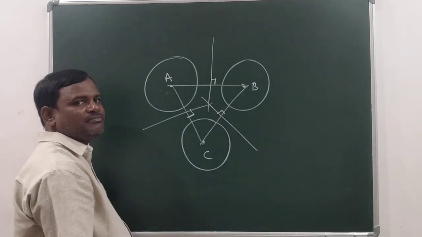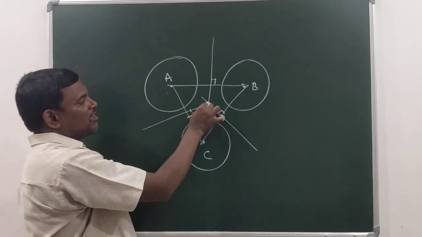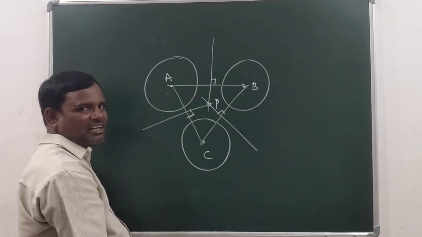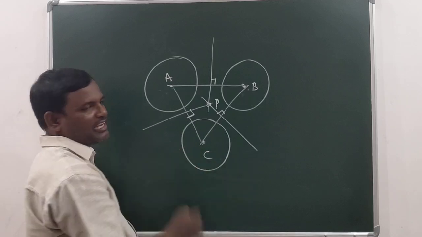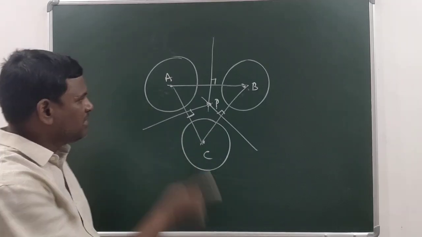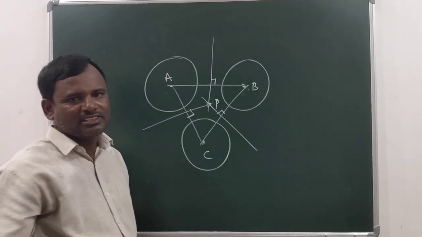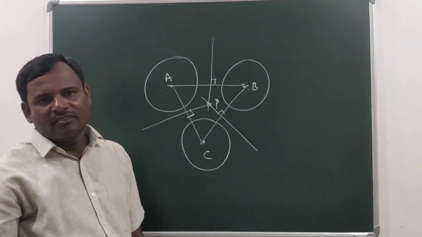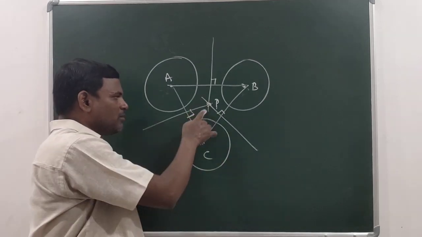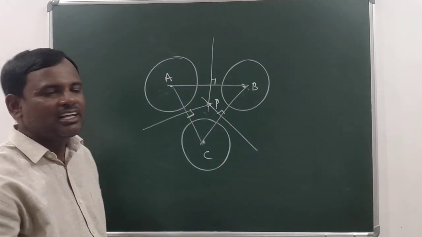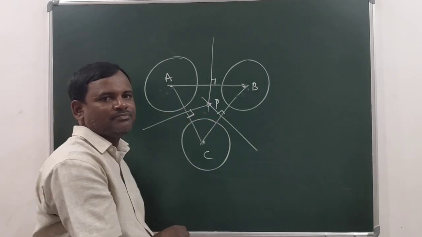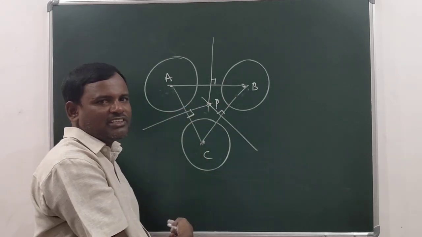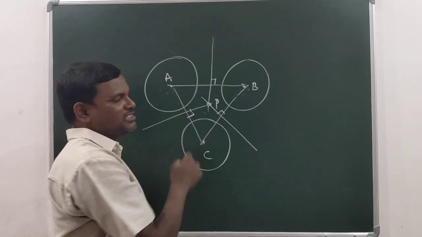See students, this is called the radical center. Even this radical center is the circumcenter for this triangle ABC. The three circles are non-touching, non-intersecting circles, and connecting their centers you got one triangle, whose circumcenter is the radical center of these three circles. The circumcenter of triangle ABC coincides with the radical center of these three circles.